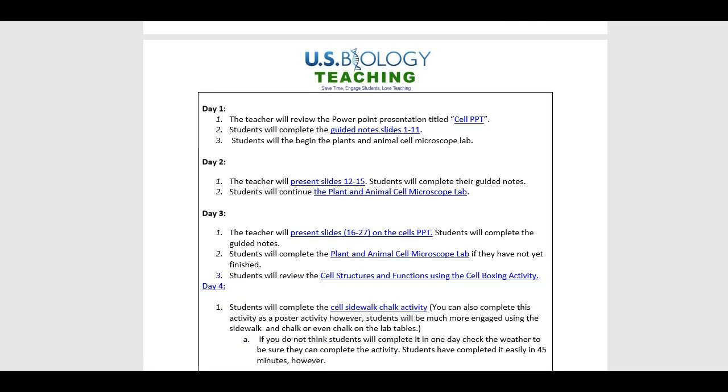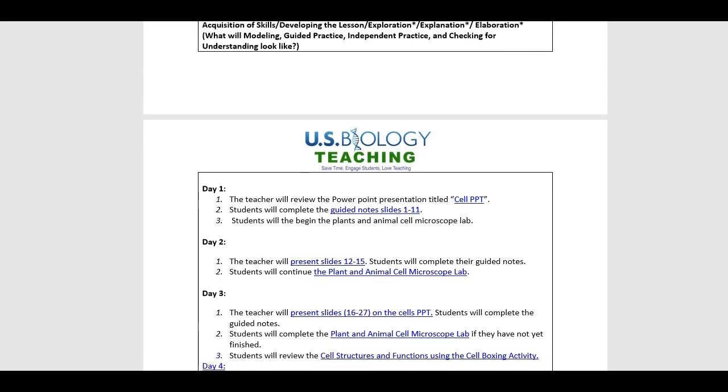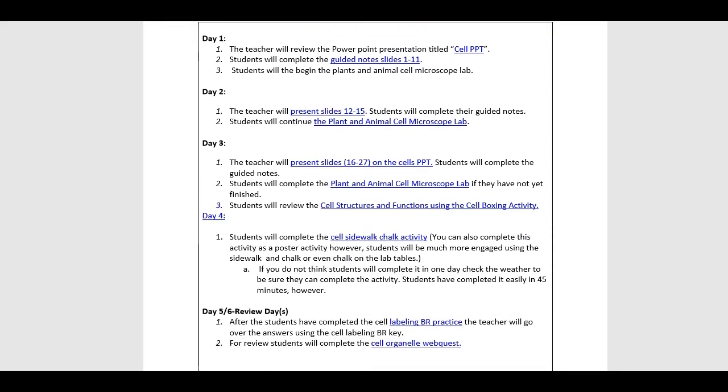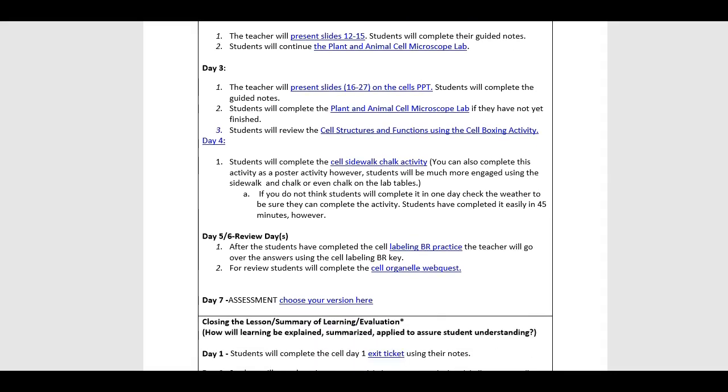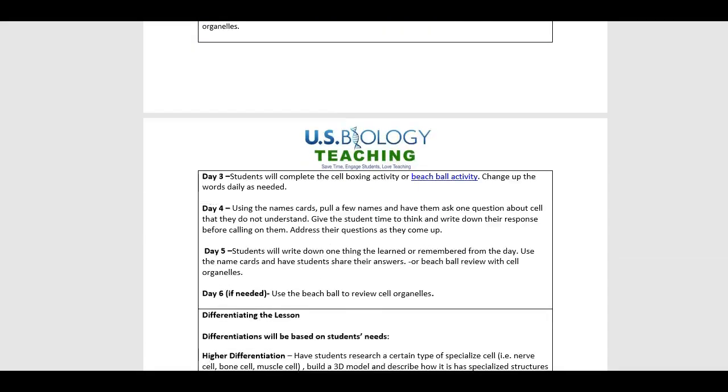The next is the acquisition of skills, or the exploration, the explanation, and elaboration pieces are all going to fit into kind of the main part of the lesson plan. And you can see the PowerPoint presentations in this are kind of broken up into small chunks, but students are also, in addition to the PowerPoint presentation, exploring the content in a variety of other ways, using labs, using worksheets, using like the cell sidewalk chalk activity that we have. And then finally, you come down, you have a closing activity for each day.